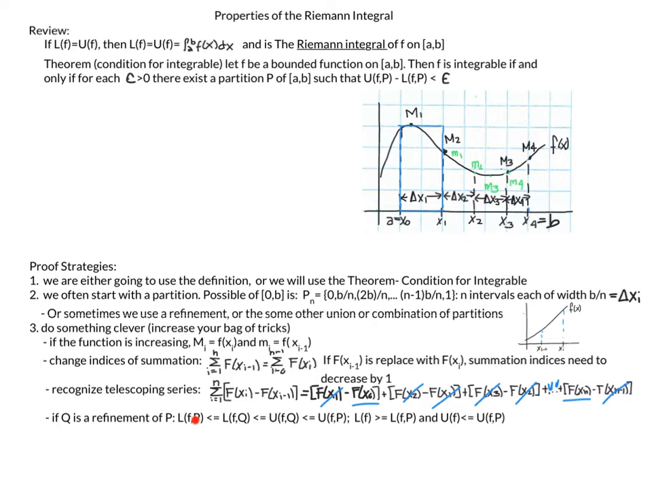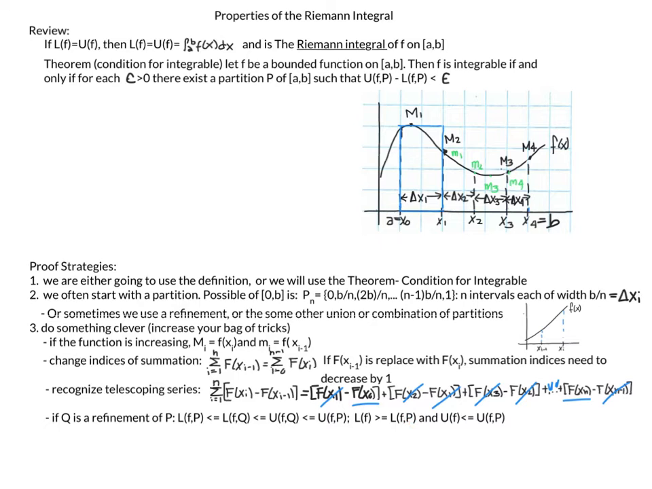Similarly, the upper sum, if it's refined, is going to get closer to the lower. So in other words, it's going to be less than or equal to any other upper sum with the partition P.